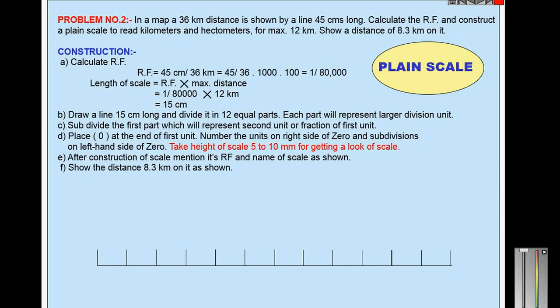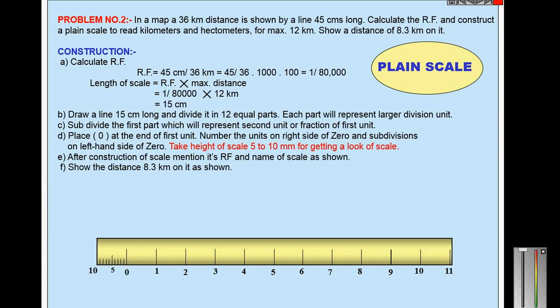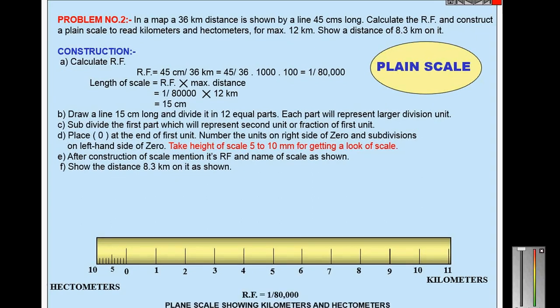So I divide the line into 12 equal parts, you can see, and I divide the first block into 10 equal parts, and so this is the scale, and the height of the scale will be 5 to 10 millimeter for getting a look of the scale. So kilometers and hectometers are shown in this scale. Kilometers will be on the main division and hectometers will be on the subdivision. The RF is equal to 1 by 80,000, and this is a plane scale showing kilometers and hectometers.